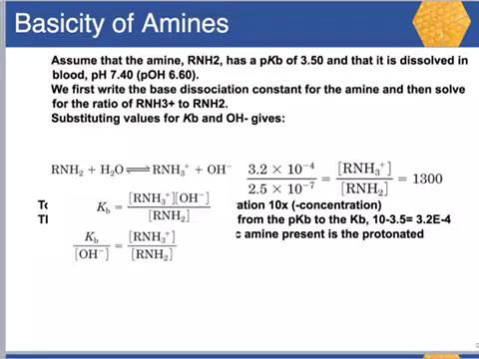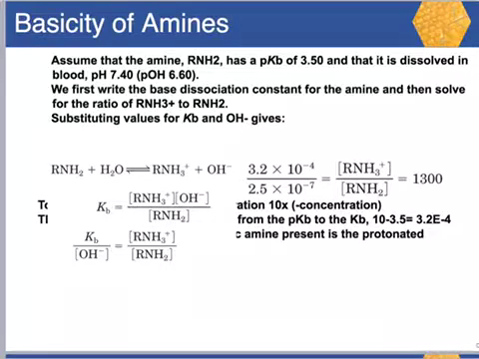So the first thing we do is we write our base dissociation constant. So that means that Kb is equal to the RNH3 plus times the OH minus concentration over RNH2. So remember, that's the products over the reactants. What got hidden here is you have to remember that you actually need concentration. Those square brackets mean concentration.